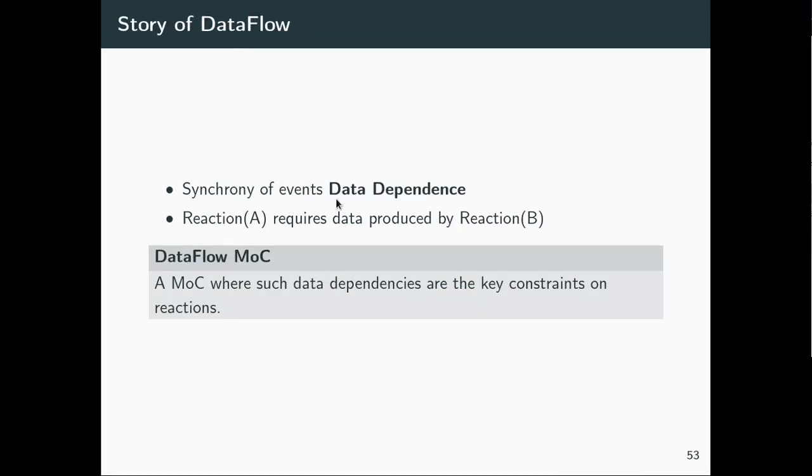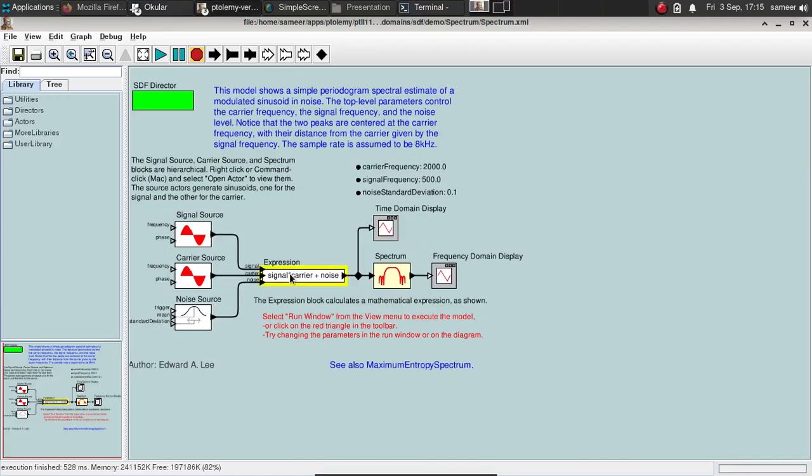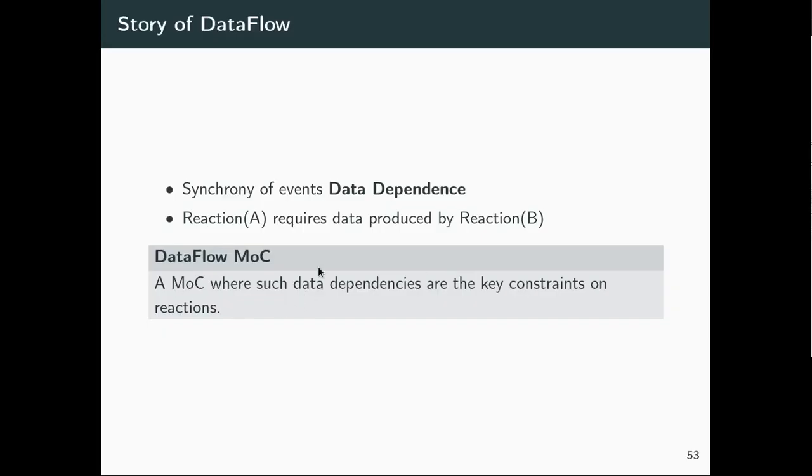So this is what I was just talking about, the data dependence. The reaction A requires data produced by reaction B. Here this actor requires data that is produced by all the three sources in order for it to fire. Now I define a Dataflow model of computation as a model of computation where such data dependencies are the key constraints on the reactions. So for each actor to react, there exist certain data dependencies, and if a data dependency is resolved, each actor fires and performs the necessary action.